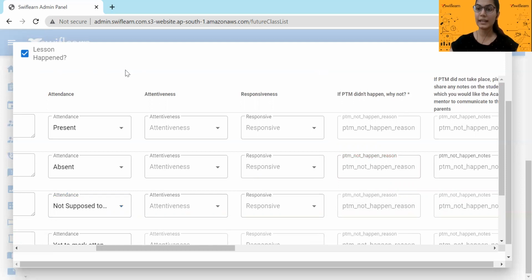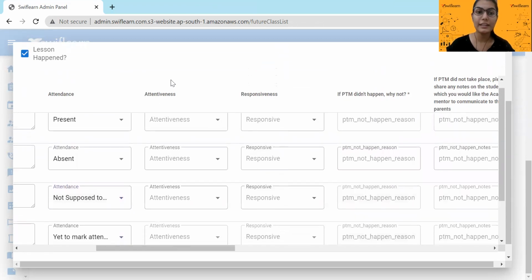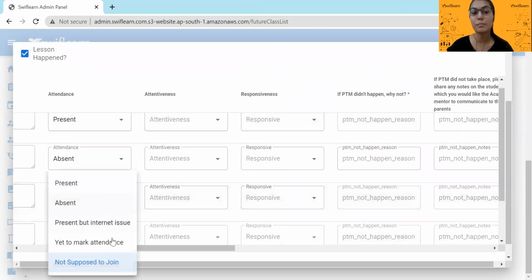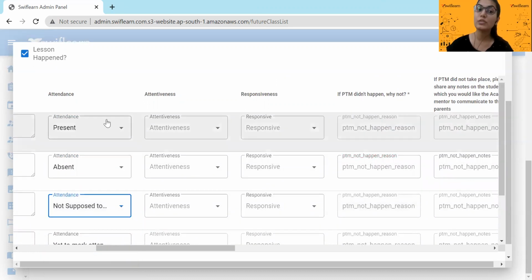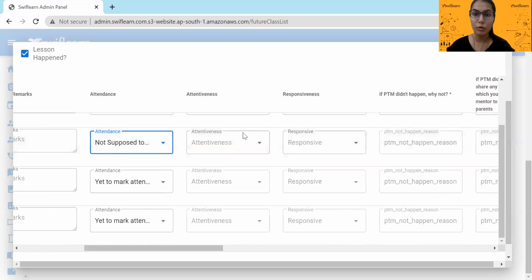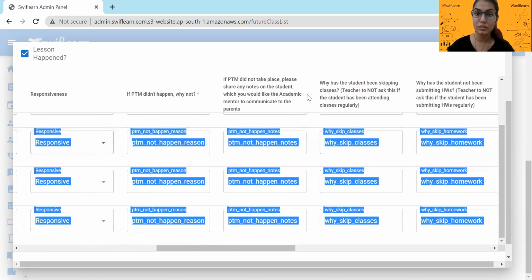So what does this indicate? That yes, the PTM did take place, but so did a lesson. All right. And here you would not be using the not supposed to join mark anymore. You would be using the present or the absent mark to show whether a student was present or absent. All right, teachers, I hope that this is enough. Moving on to a few more questions.